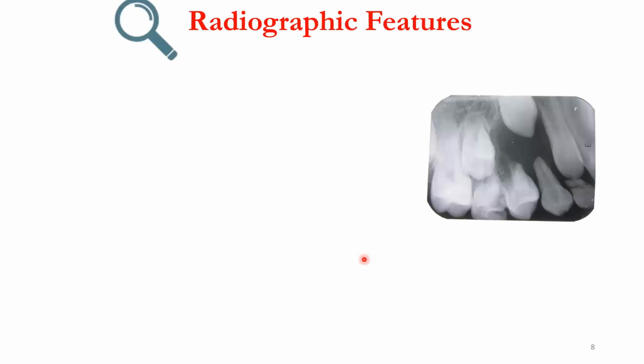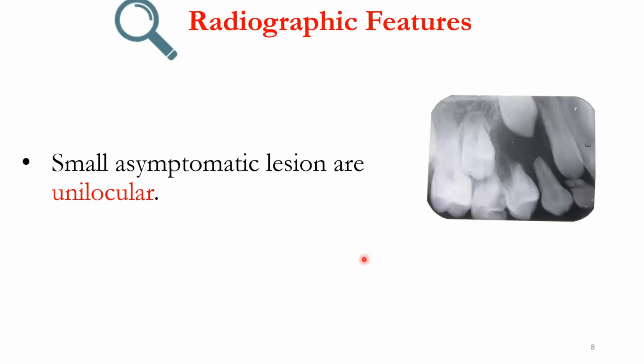Radiographically, it is quite obvious that it is associated with an impacted canine. Okay, it's the same clinical picture which I showed you. And the small asymptomatic lesions are usually unilocular. What is the meaning of unilocular? This radiolucency which you are seeing appears as a single locule. Multilocular means there will be septae in between, differentiating the locules, which gives it a multilocular appearance. I'll show it to you in the coming slides.